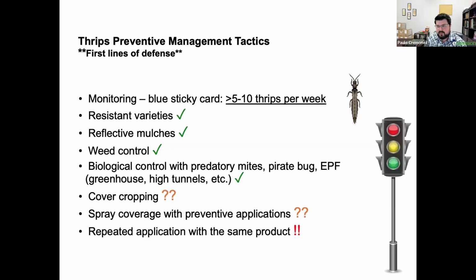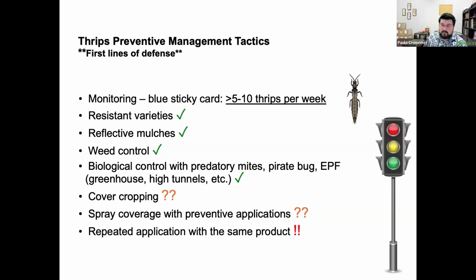Preventive management tactics. Again, the first lines of defense. Monitoring using blue sticky cards: if you find more than 5 to 10 thrips per week, then you have your action threshold. Use resistant varieties, reflective mulch, do your weed control, and provide good conditions for predatory mites, pirate bugs, and entomopathogenic fungi, especially for greenhouses and nurseries. That's still the first line of defense.